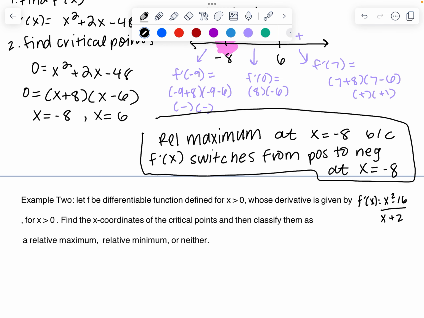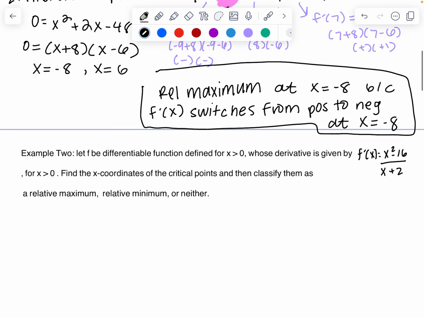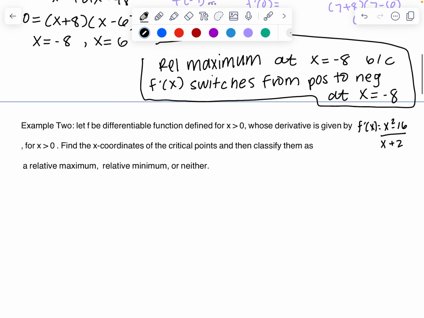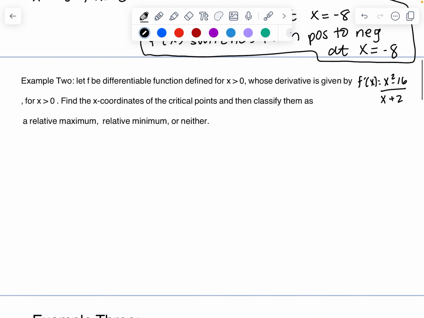This next one says, let f be the differentiable function defined for x greater than 0, whose derivative is given by f prime of x equals x squared minus 16 divided by x plus 2 for x greater than 0. Find the x coordinates of the critical points and then classify them as a relative maximum, relative minimum, or neither. We are trying to figure out where the original function has maxes, mins, or neither, but we're already given the derivative. Our first step normally is to take the derivative, but we already have it here, so we don't need to do that.